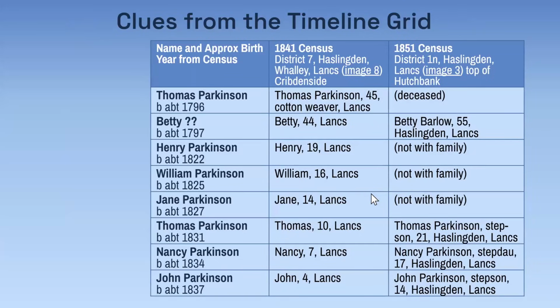So here is our timeline grid that we looked at in the last class. Just for those of you who may have just joined this week, let me give a brief explanation. This is just a snapshot of the family. In the first column, we have their names and approximate birth dates. Second column, we have their information as shown in the 1841 census. Next column, we have their information as shown in the 1851.